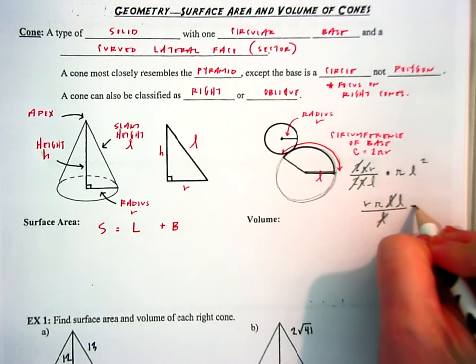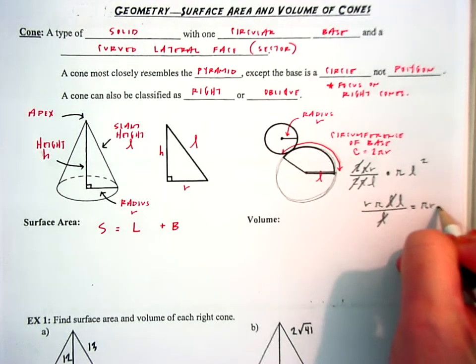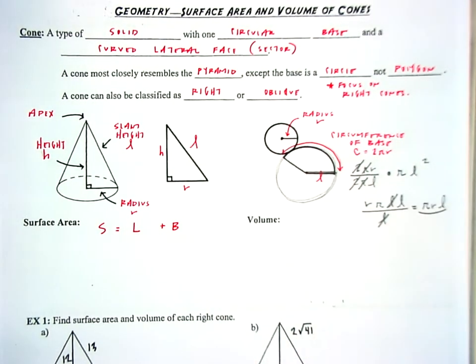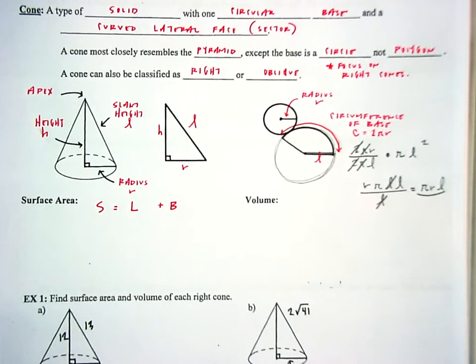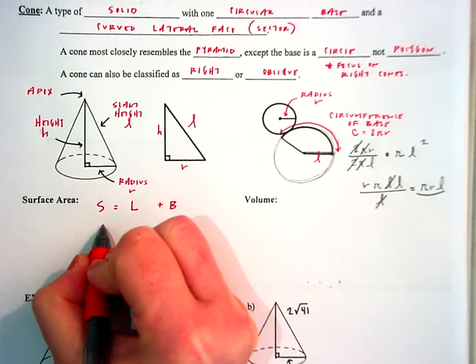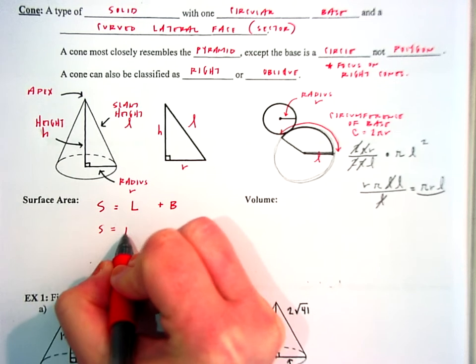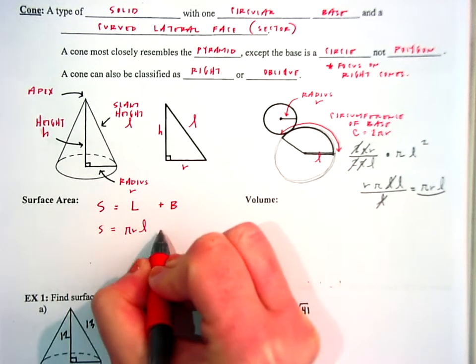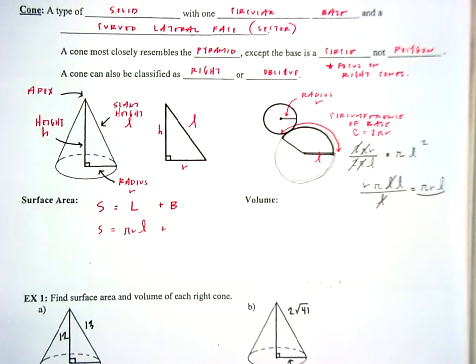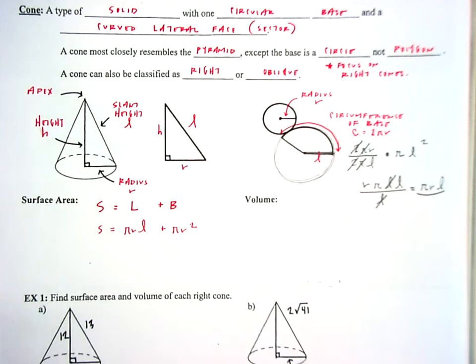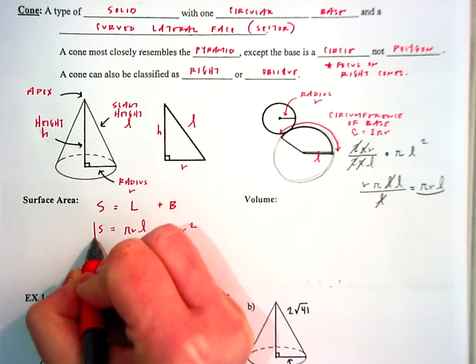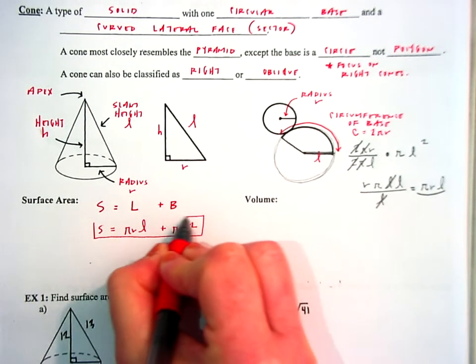Okay, we typically write that as pi r L, pi r slant height. So that is my lateral area, the pi r slant height. So I'm going to write this out just a little bit more clean. My lateral area is pi r slant height plus my base. Well, my base has to be a circle, so pi r squared. So that would be my surface area for any right cone.